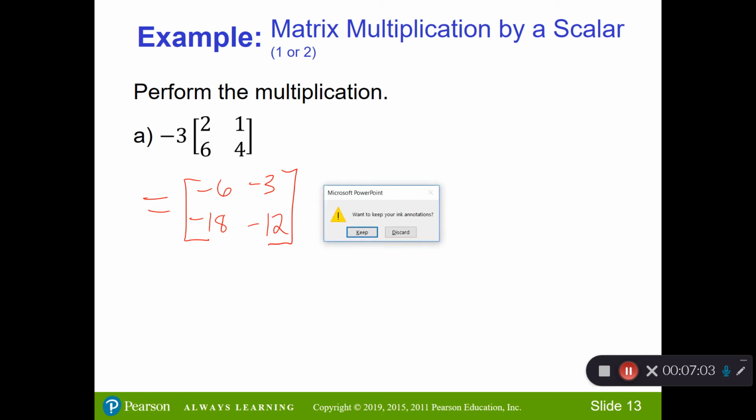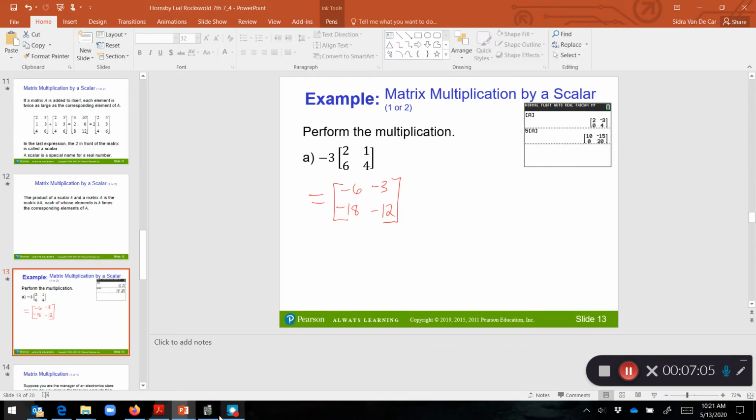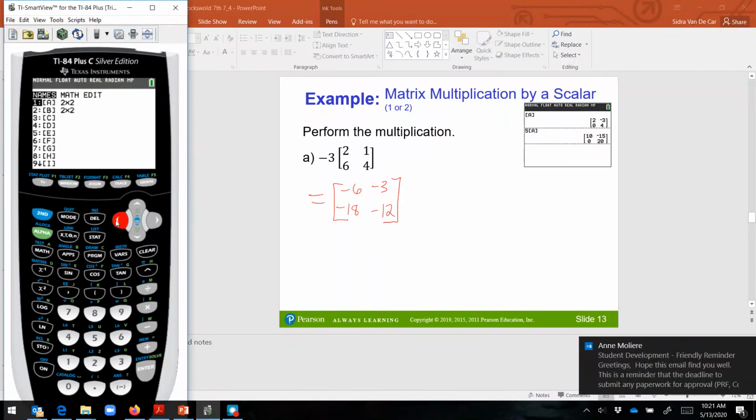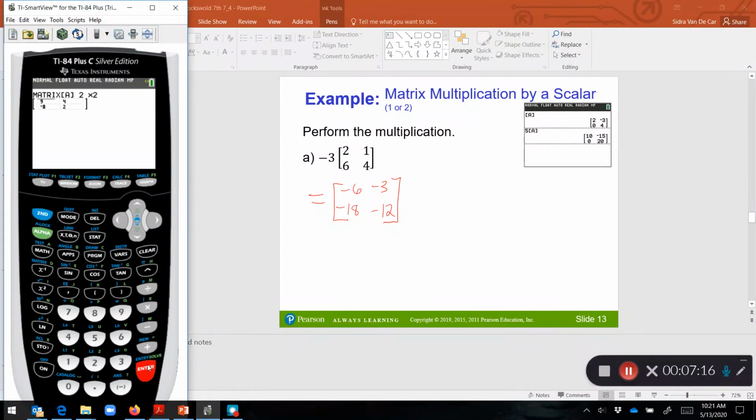Okay, so again, let's go over here and we're going to go into the matrix. And I am going to edit that first matrix here. It's still a 2 by 2, but I'm going to plug in 2, 1, 6, 4. Quit out of there. And then I want to multiply negative 3 times and go into second matrix, which is, we edited A. And there's the resultant that we got by hand.